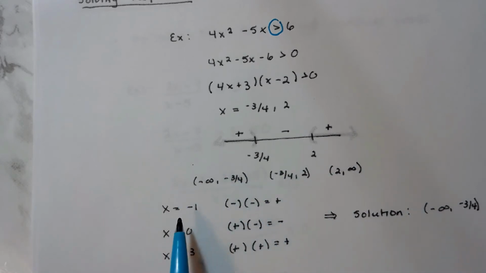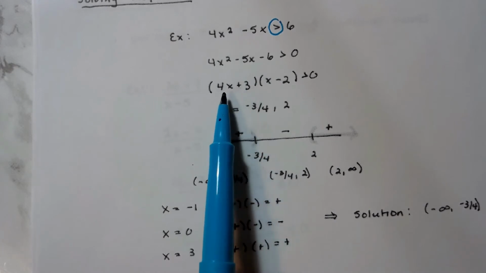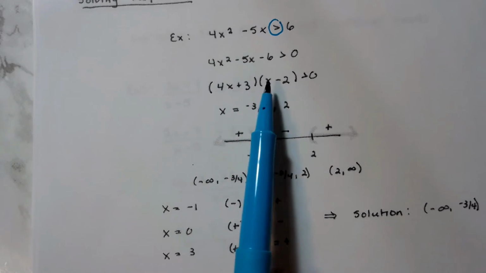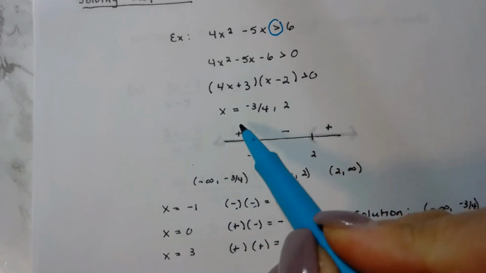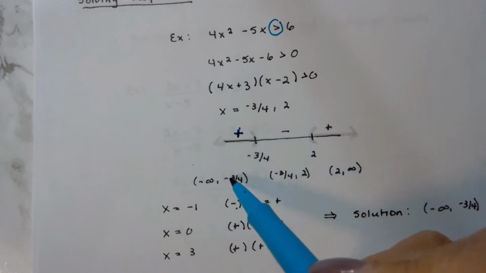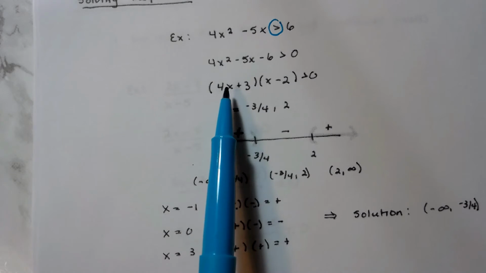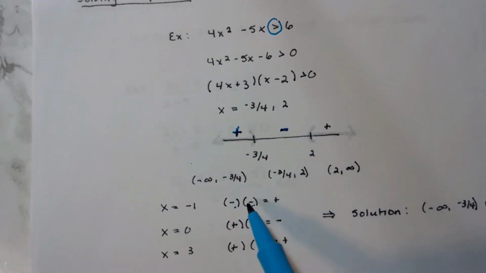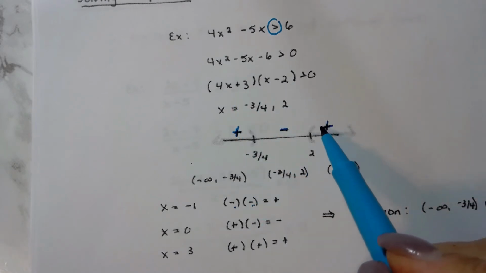So anyway, when I plug a negative 1 in, I get a negative, right? Negative 4 plus 3 is negative 1. Negative 1 minus 2 is negative 3. So a negative times a negative, that's what this means here, equals a positive. So that means my values are going to be positive from negative infinity to negative 3/4. When I plug the 0 in, I'm going to have positive times a negative, which will give me negative. And when I plug the 3 in, I'm going to have a positive times a positive, or another positive.